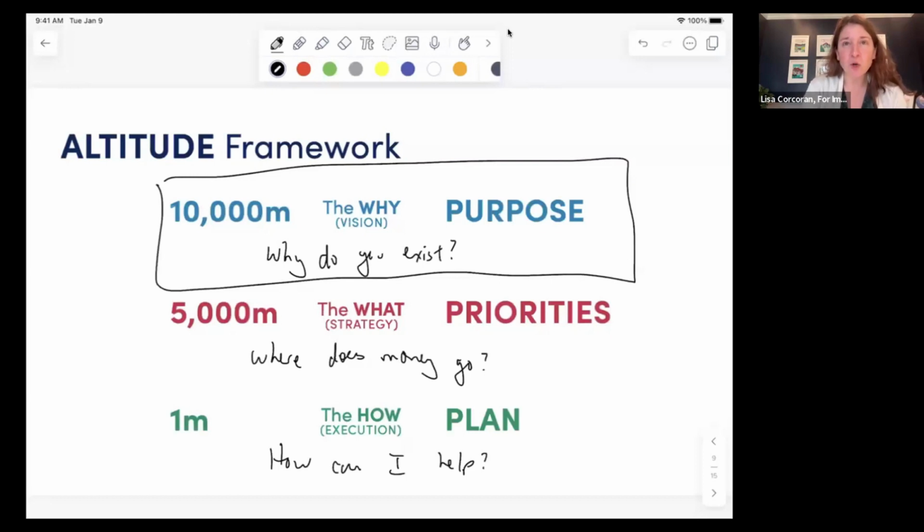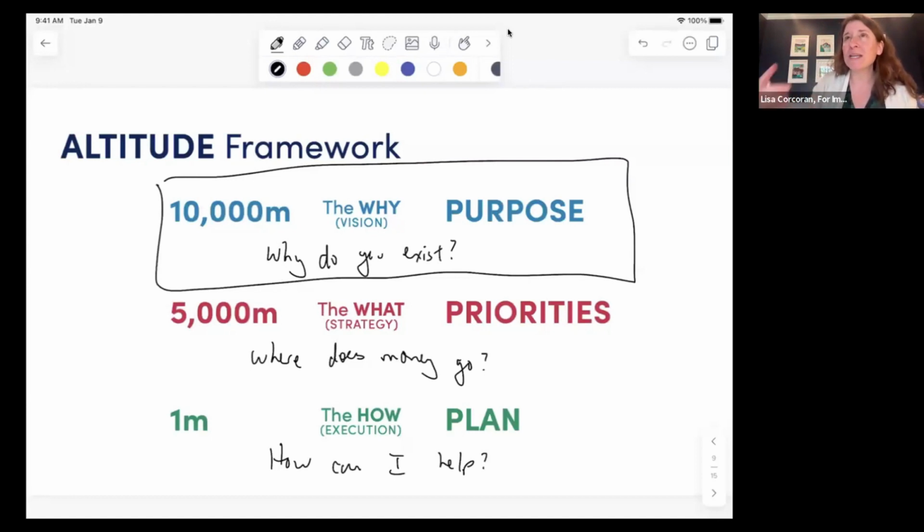And her organization helped children diagnosed with cancer around the world, but they did not have an altitude framework yet. So we developed an altitude message for this organization. Let me just share with you their 10,000 meter message.